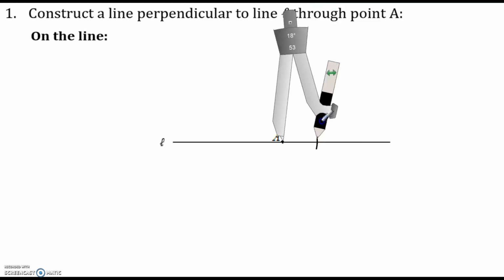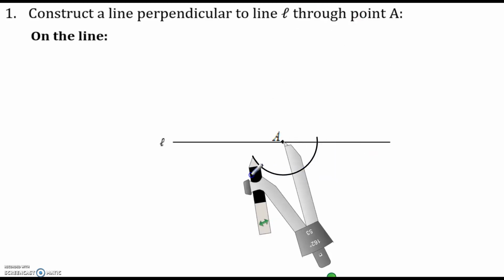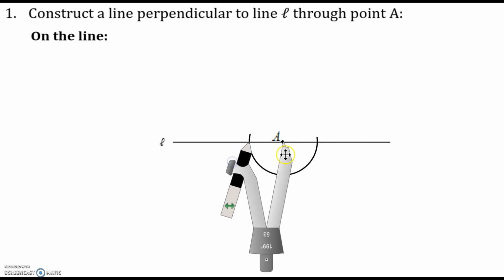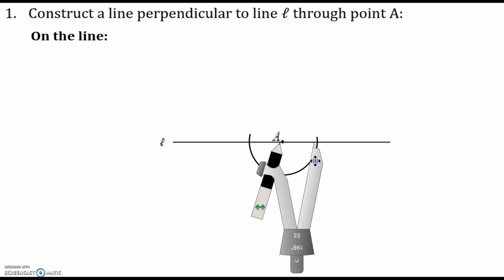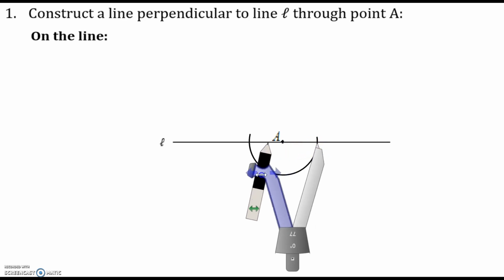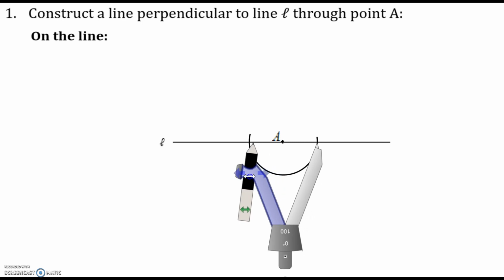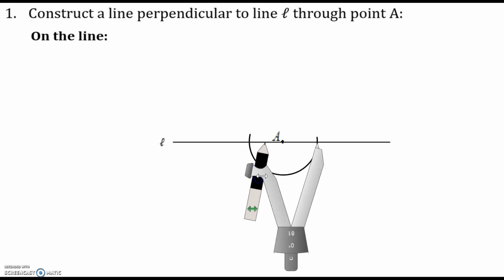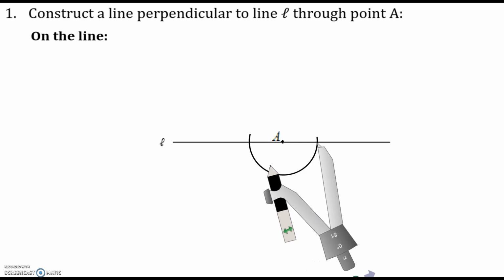So we're going to have an arc that will cross the line twice, just like it did with an angle bisector. And then just like an angle bisector, we're going to put the point of our compass on one of those intersection points that the arc made. The difference here is now we have to open up more than halfway. You can go all the way to the other intersection point if you would like, but as long as you are more than halfway across, you're past point A, you have enough distance in your compass.